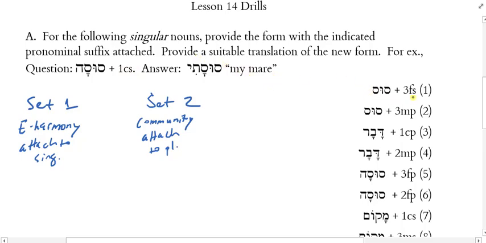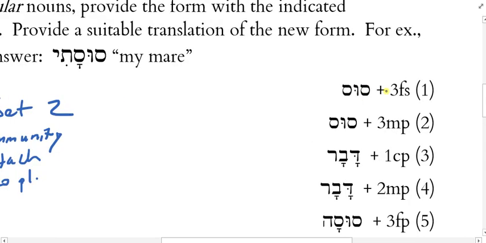All right, so here I'm taking sus. Sus is going to be my noun. Is that a masculine or a feminine noun, by the way, sus? That's masculine, right? That's masculine singular. So I want to attach the third feminine singular pronominal suffix. What is the 3FS pronominal suffix? It's a. Is the he a consonant or a mater he? It's a consonant he. Good. So that means there's got to be something inside of it. What? A mappiq, right? So susa.